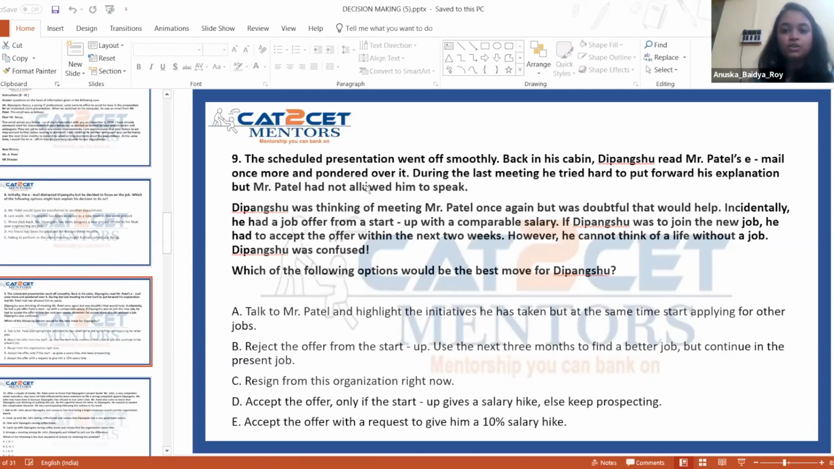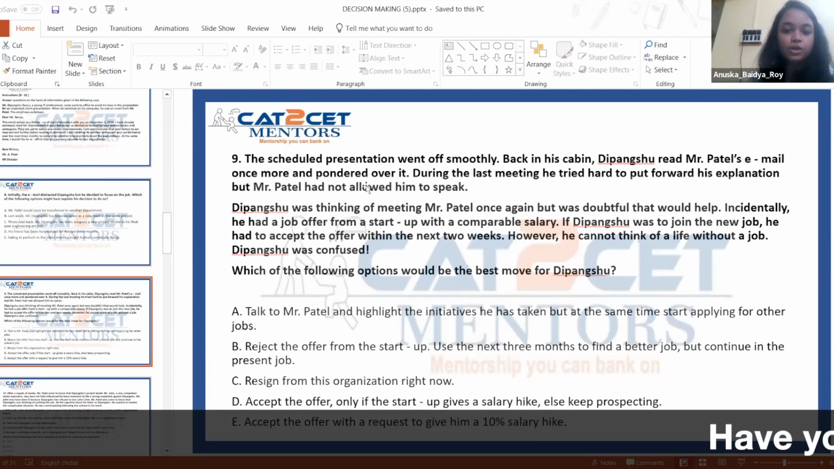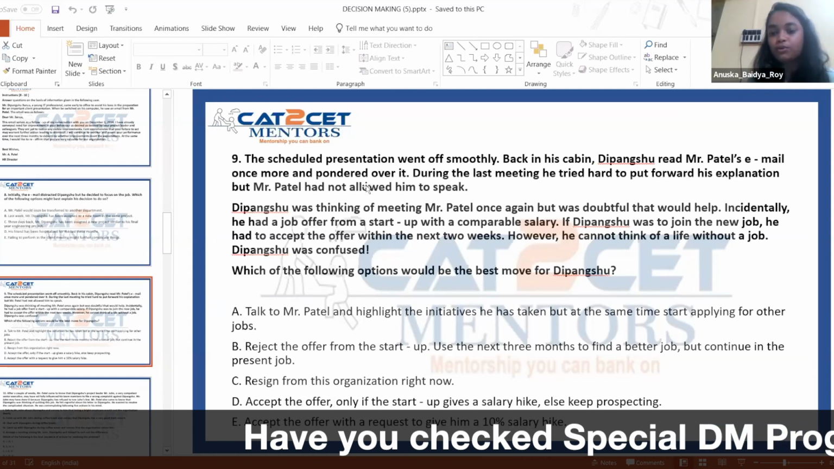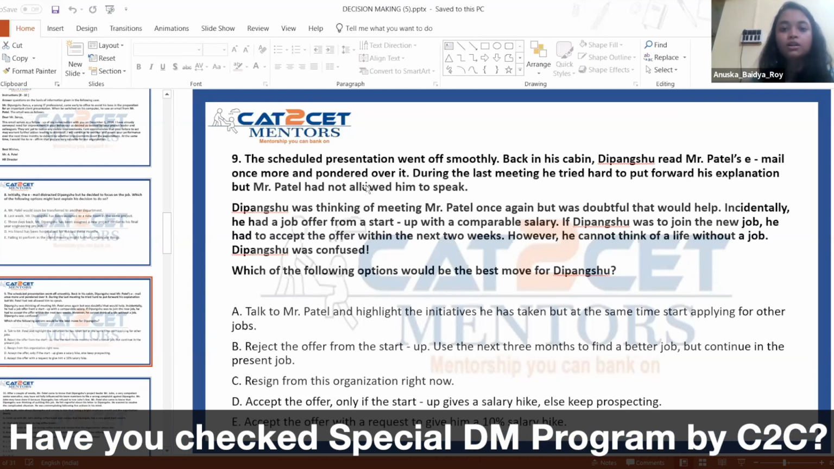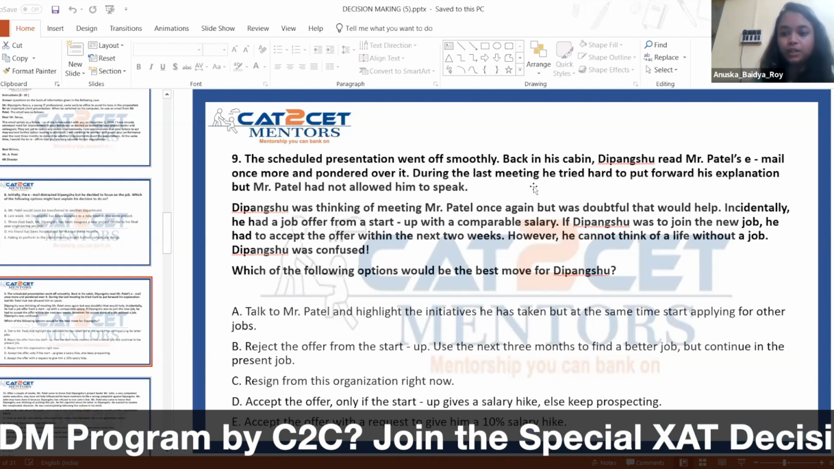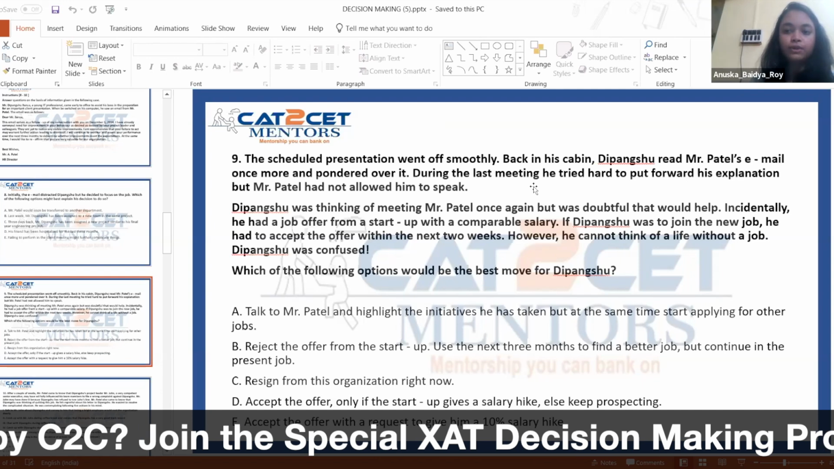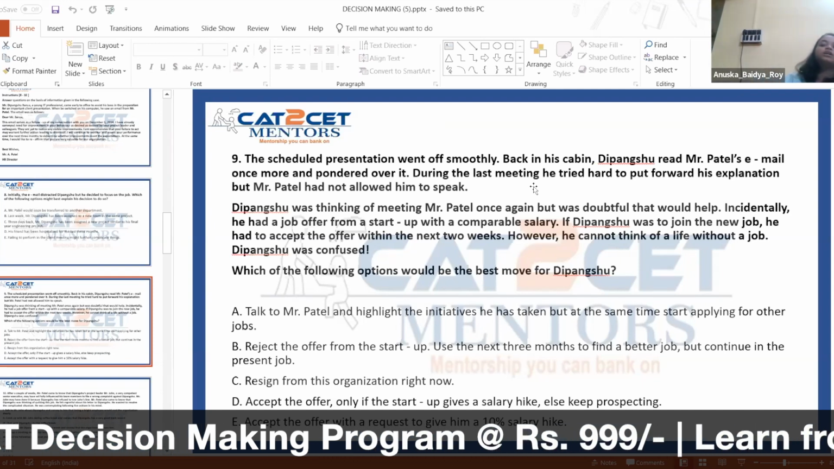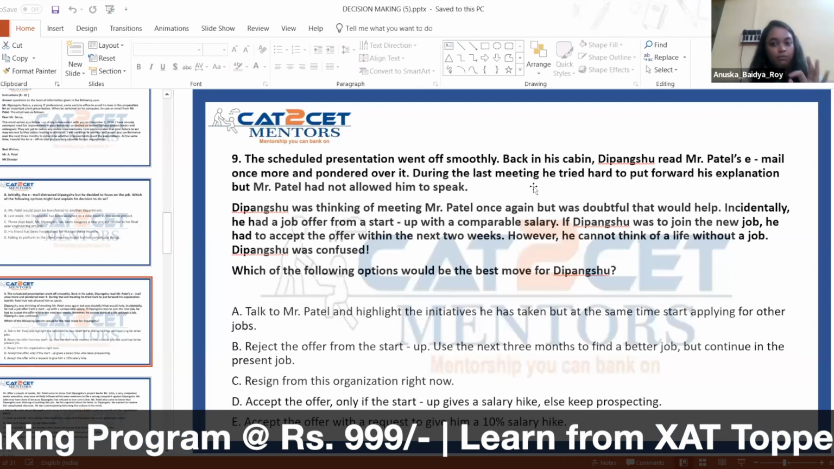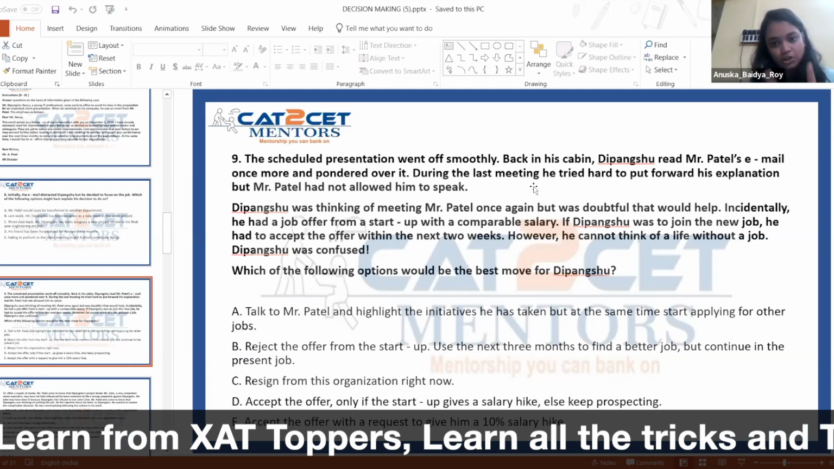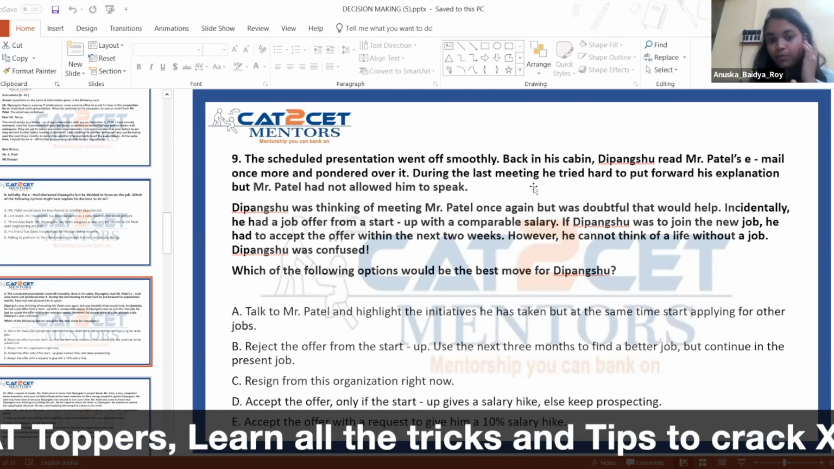The scheduled presentation went off smoothly. Back in his cabin, Dipanshu read Mr. Patel's email once more and pondered over it. During the last meeting, he tried hard to put forward his explanation, but Mr. Patel had not allowed him to speak. Okay. Dipanshu was thinking of meeting Mr. Patel once again, but was doubtful that would help. So what do we have to keep in mind? That this guy has tried speaking to the HR, but that did not help the first time. Okay. Because the HR did not let him speak. Okay. So he was thinking of meeting the HR again, but he was doubtful that would help.